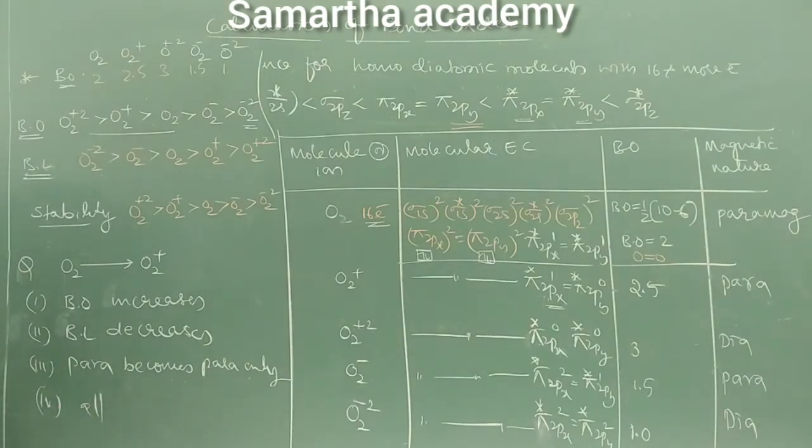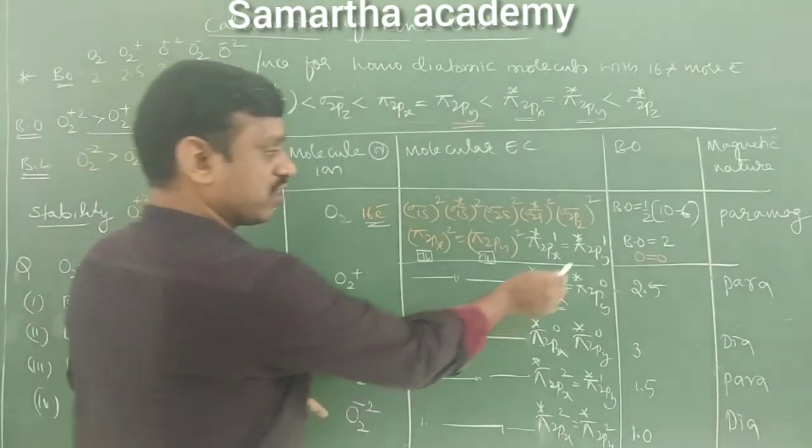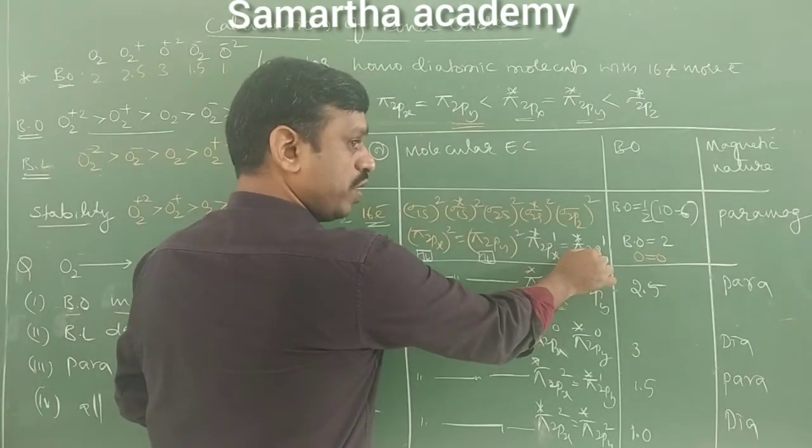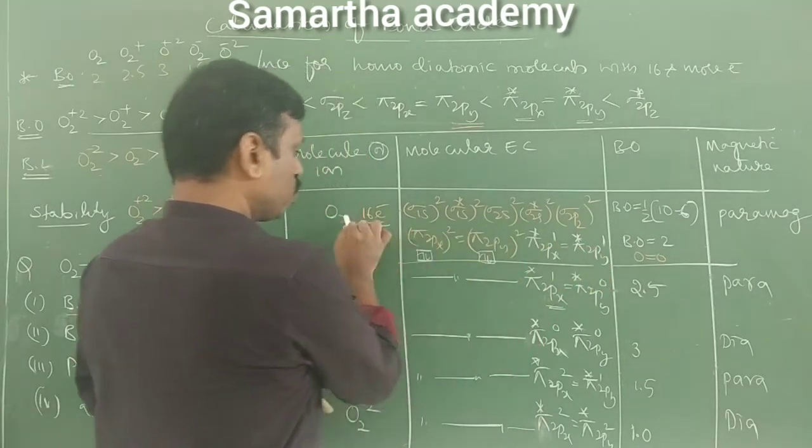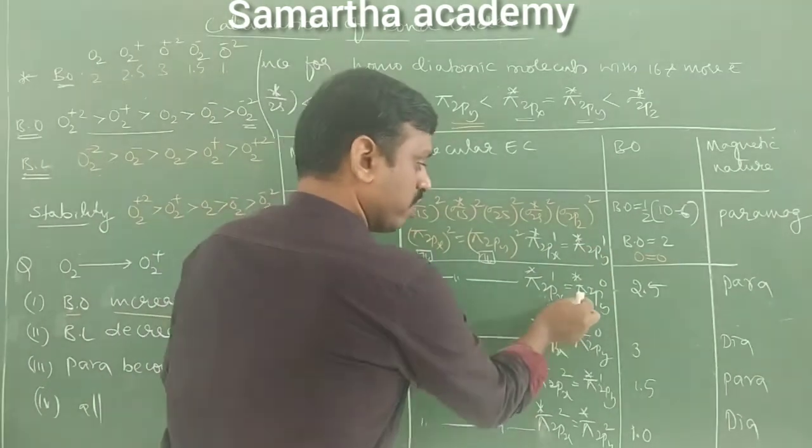All. Because when O2 converts into O2 plus, bond order increases. Can you tell me why the bond order increases? We studied it last class. When an electron is removed from an anti-bonding molecular orbital, bond order increases. When an electron is removed from a bonding molecular orbital, bond order decreases. Now tell me, when O2 converts into O2 plus, where is the last electron of O2? Pi star 2px, pi star 2py1. So it means when O2 converts into O2 plus, one electron is removed from where?